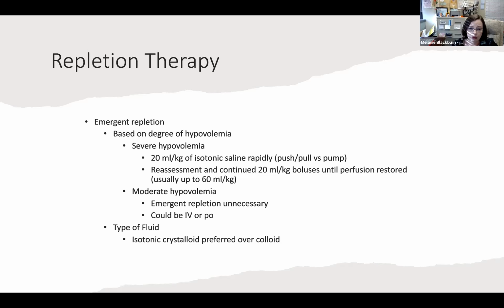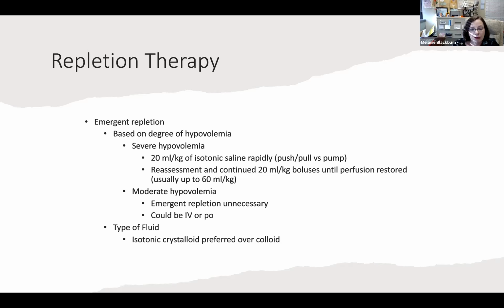And then obviously you'll want to reassess and continue to bolus until your perfusion is restored. So part of that reassessing is obviously checking their cap refill, but also checking their liver and listening to their lungs to make sure they're handling the volume appropriately. And we usually will give boluses up to 20 cc's per kg.